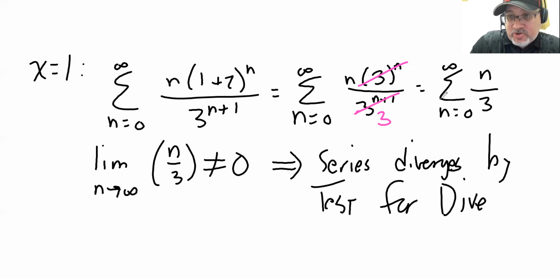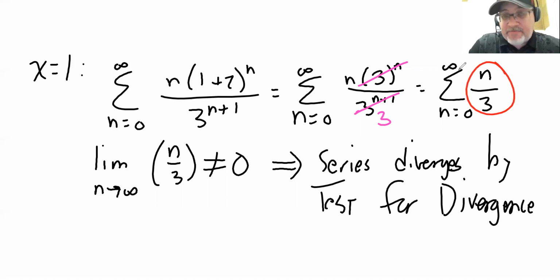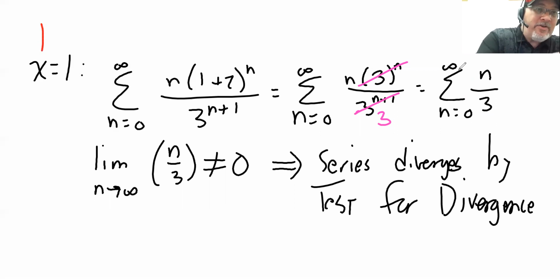Test for divergence should really be the first thing you ask yourself. What happens as n approaches infinity of that? If the answer is not 0, shut it down, the thing diverges. All right, so we got divergence for x equals 1. But what about the other end of the interval at x equals -5?